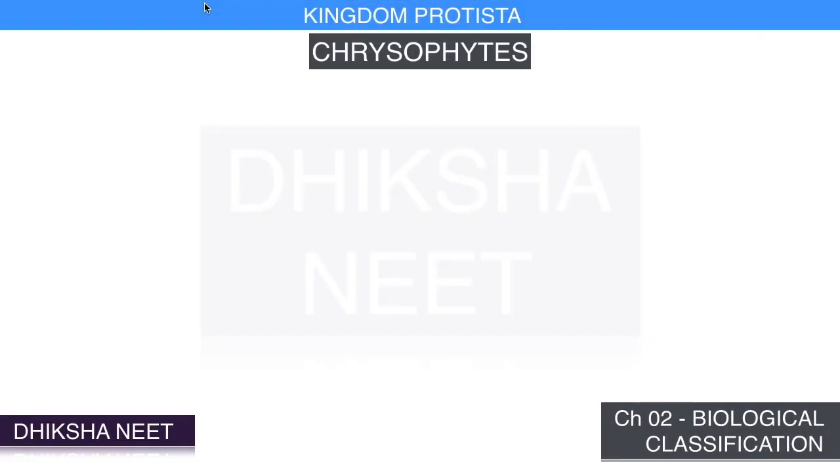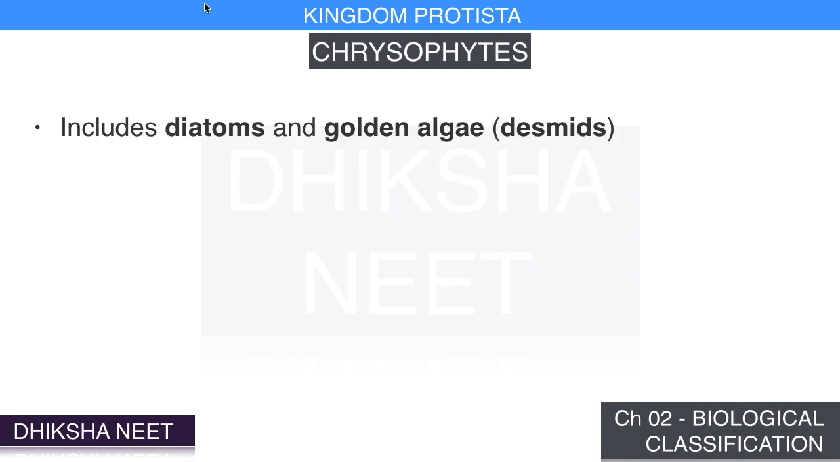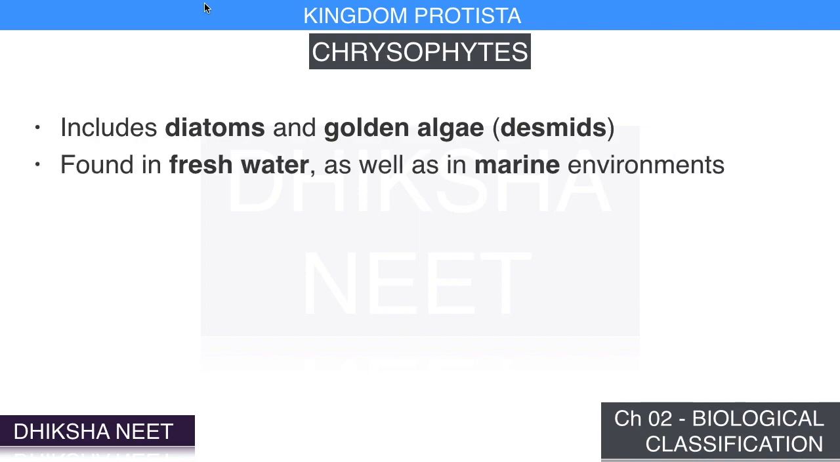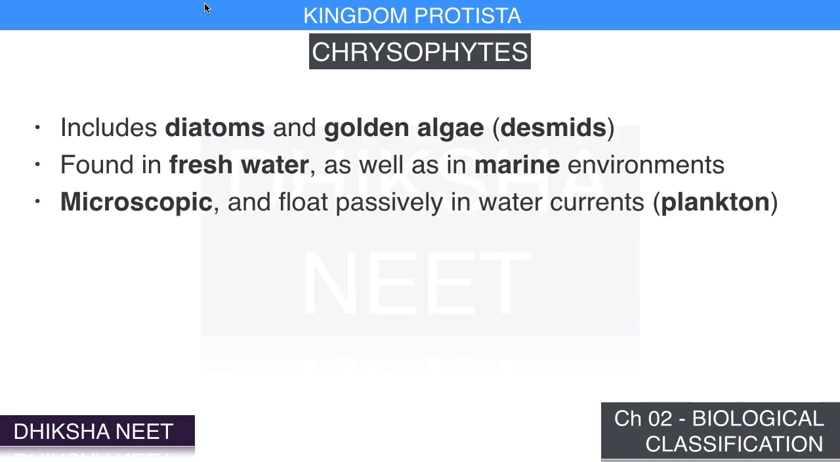Chrysophytes. This group includes diatoms, golden algae, and desmids. They are found in fresh water, as well as in marine environments. They are microscopic and float passively in water currents, as plankton. Most of them are photosynthetic.